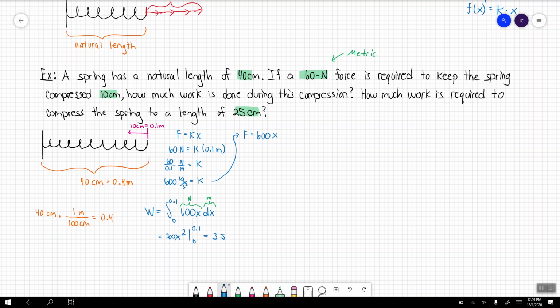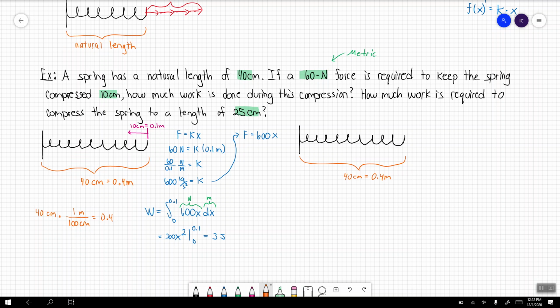Well, the second question then says, how much work is required to compress a spring to a length of 25 meters? So let's tackle that one. All right, so let's start looking at this. You know what? How about I just copy this over? There we are. So we have a natural length of, again, 40 centimeters. But again, 40 centimeters is the equivalent of 0.4 meters.